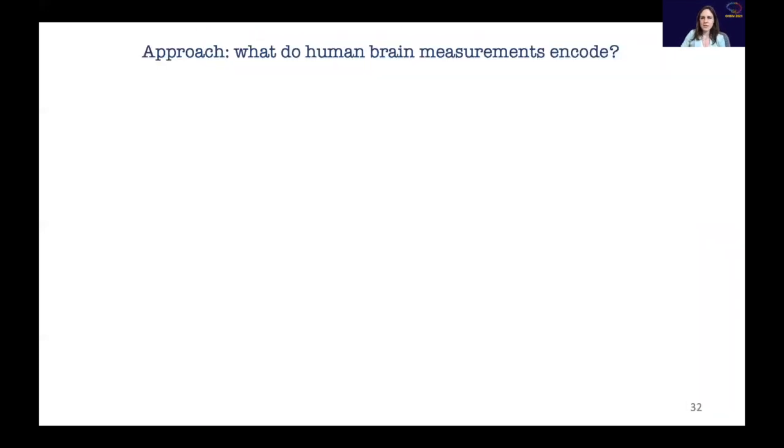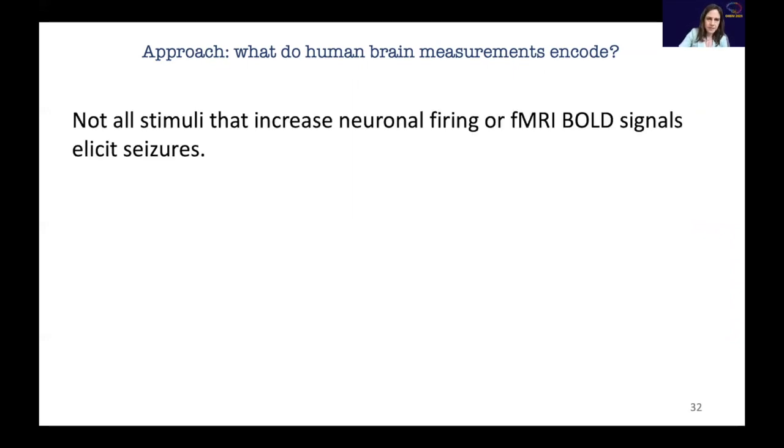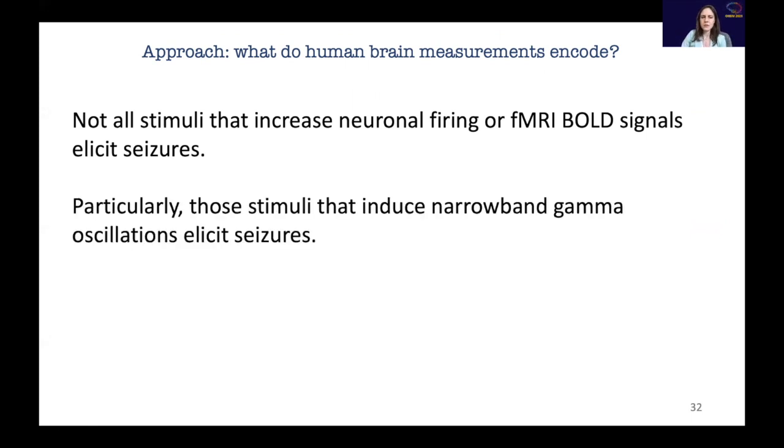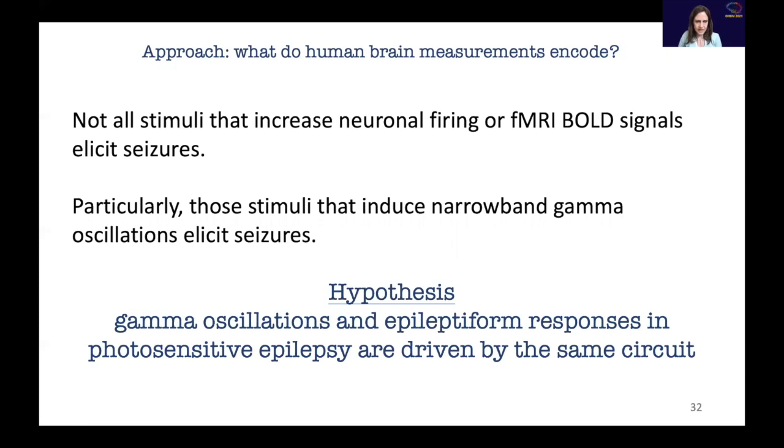So when we ask this question about what human brain measurements encode, rather than just comparing our measurements, we see that not all stimuli that increase neuronal firing or the fMRI BOLD signal elicit seizures, but particularly those stimuli that induce narrowband gamma oscillations elicit seizures. And we can hypothesize from these findings that gamma oscillations and epileptiform responses in photosensitive epilepsy are driven by the same circuit.